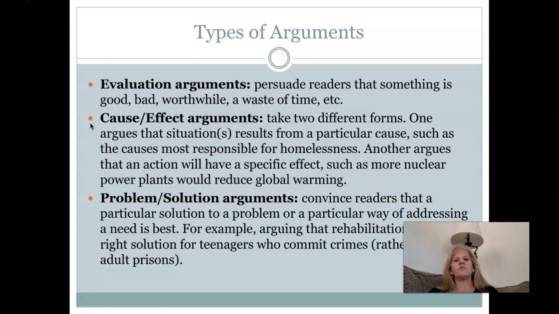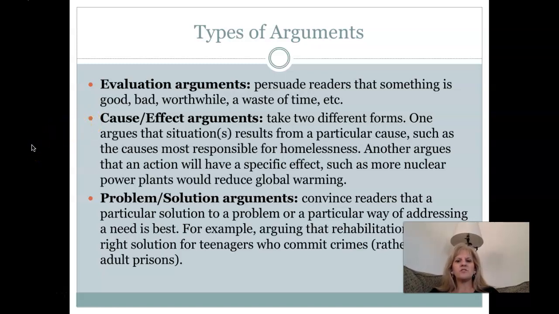Maybe, if everyone switched to electric cars, there would be a reduction in greenhouse gases. Or I just read an article recently about if everyone would go to Meatless Mondays every week, how their carbon footprint would be improved just by making that change. So things like that for cause and effect.